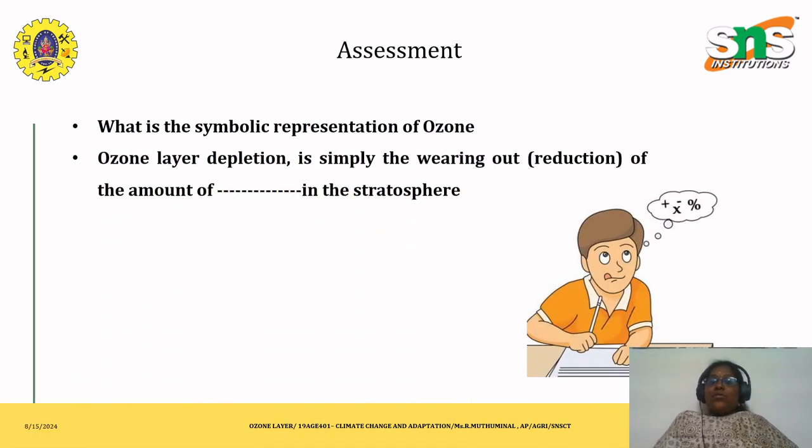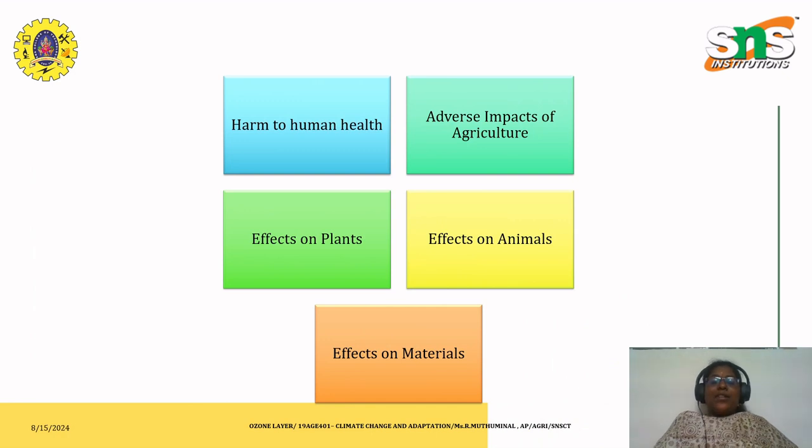Along with this, we have also seen the symbolic representation of ozone, that is O3, and the second one is ozone layer depletion, which is nothing but the reduction of the amount of ozone. Today, we'll see about the impacts of ozone depletion.